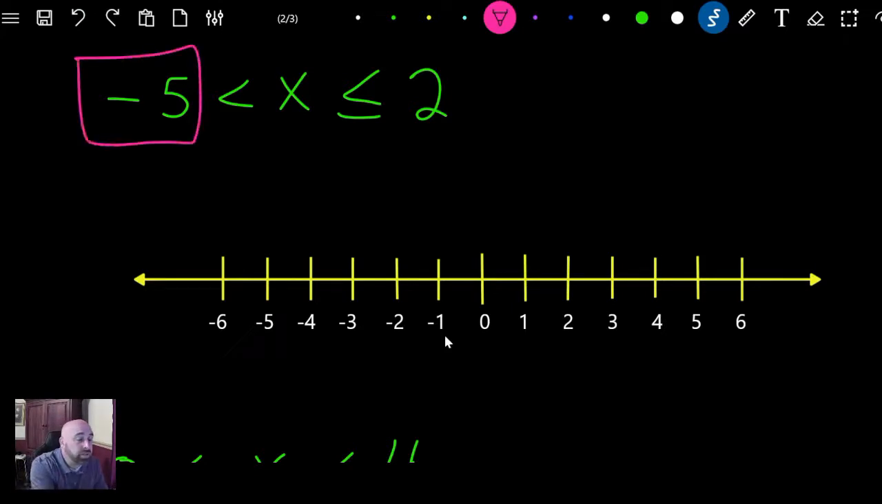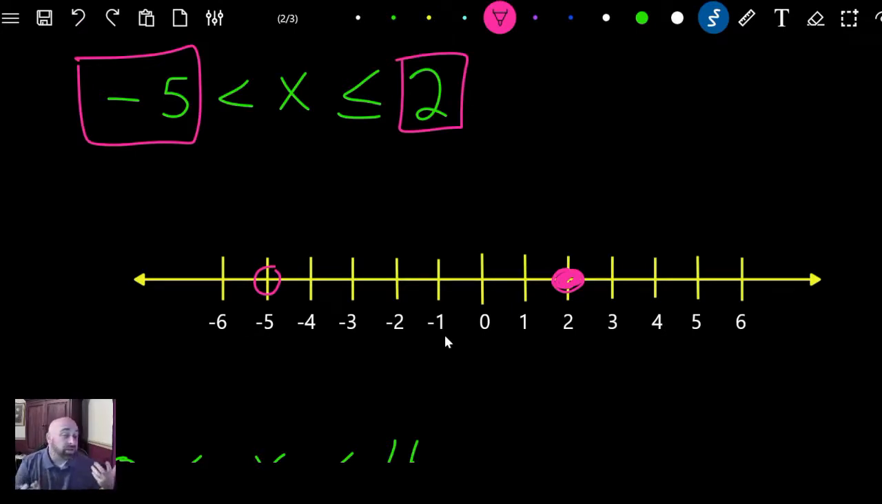Here's what you do. You take your first critical point, -5. So go over here to -5 and you circle -5. Now you look, is it included? No, it's not included. Then you come over here to your next critical point and you circle the number 2. Now you ask yourself, is it included? Yes, it is. So on the number 2, we would color it in because of this little guy right here, this equal to sign that's underneath there. So we would color that one in.